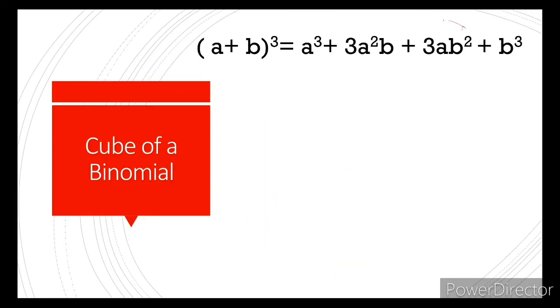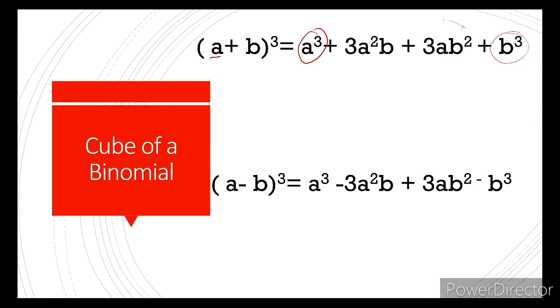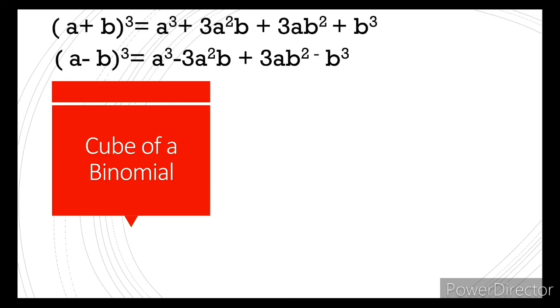Now, let's talk about the cube of a binomial. So, we have (a + b) cube is equal to a cube plus 3a squared b plus 3ab squared plus b cube. Pag negative naman siya, ganito naman yung sagot. (a − b) cube is equal to a cube minus 3a squared b plus 3ab squared minus b cube. Okay, halimbawa, (2x + 3y) cube. So, ang gagamitin natin is this one, since positive yung nasa gitna.